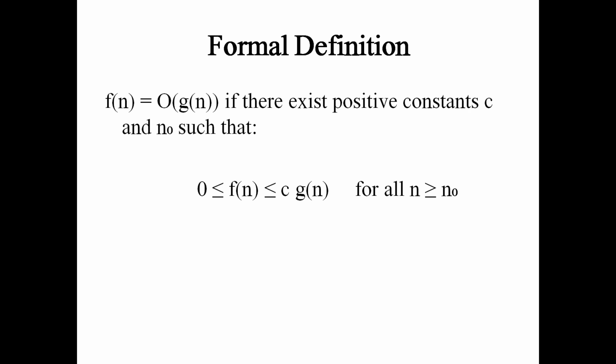So this means after some point g of n acts like an upper boundary for f of n. So we need to remember this term very importantly, upper bound. Big O always tells us the upper bound.